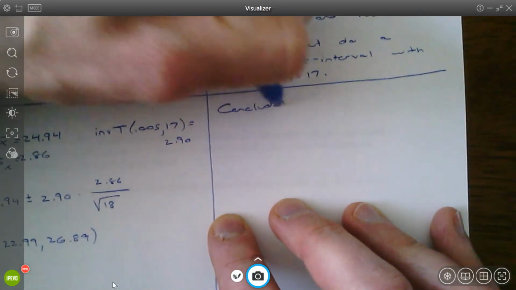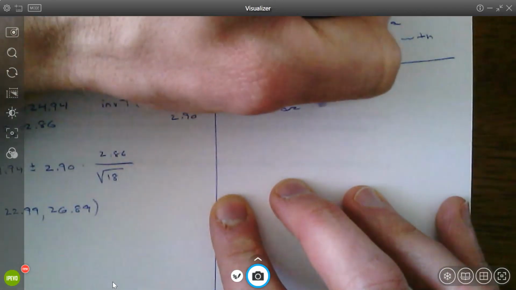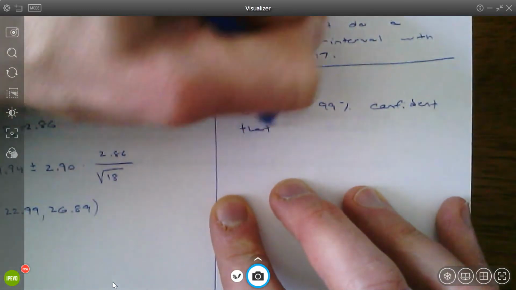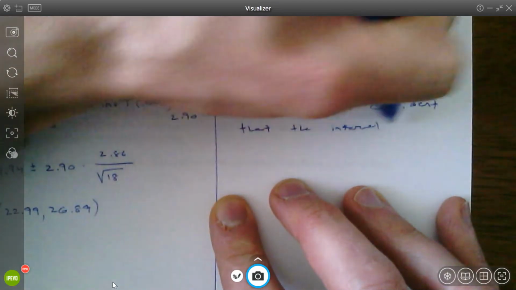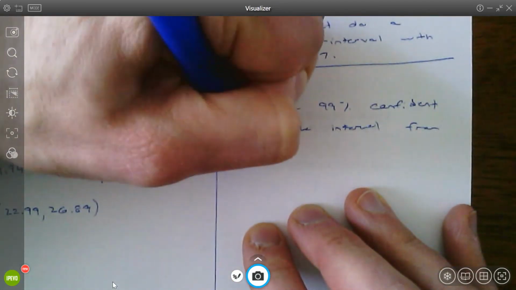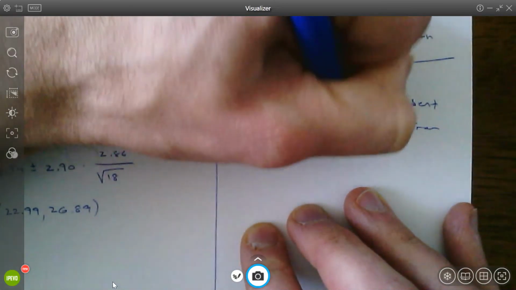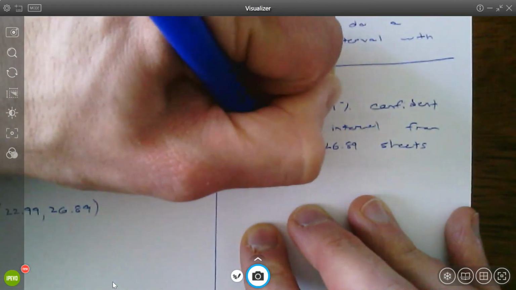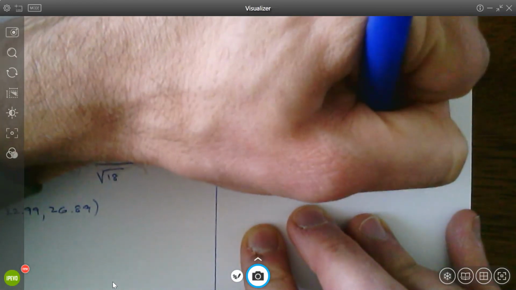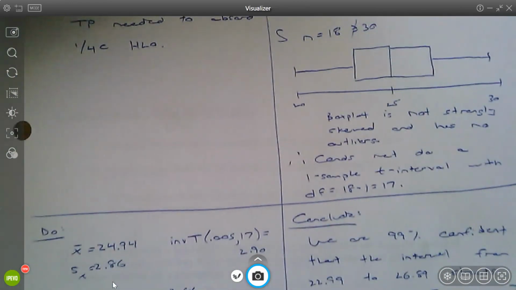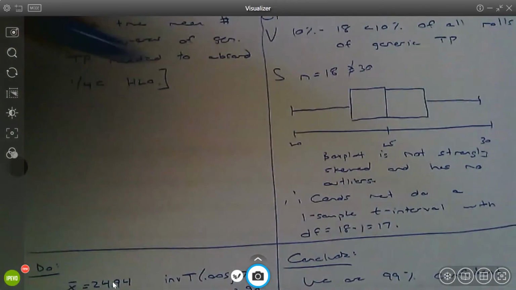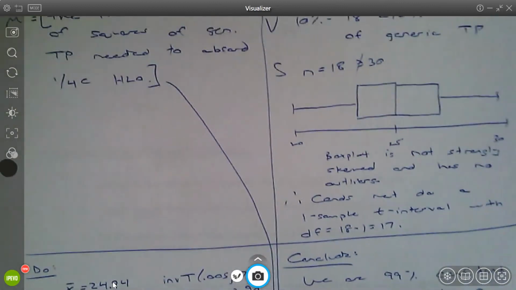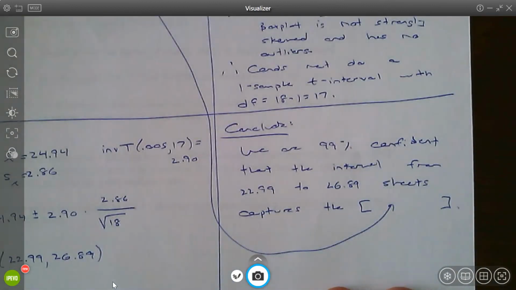Conclude. We are 99% confident that the interval from 22.99 to 26.89 sheets captures the, and I'm just going to do this for the sake of time, go back up to my state step. It is this exact thing. Captures the true mean number of squares of generic toilet paper needed to absorb a quarter cup of water.